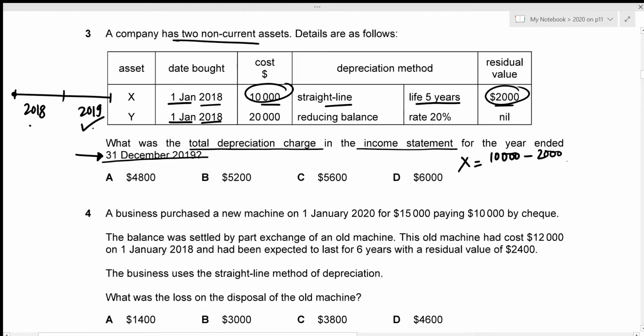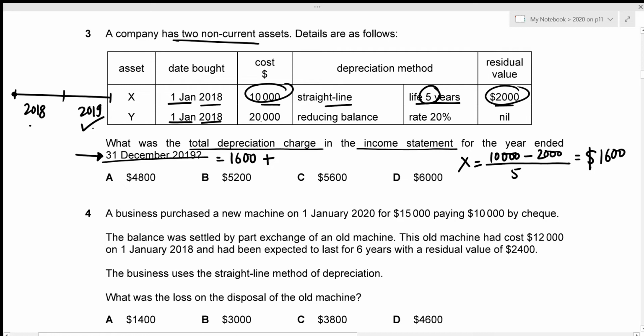And we need to divide it by the useful years, which is 5. Now, this gives the depreciation charge for asset X to have the value of 1,600. And this is the depreciation charge per year. So for the year 2019 as well, the depreciation on asset X is going to be 1,600. Now we just need to figure out the depreciation for asset Y.